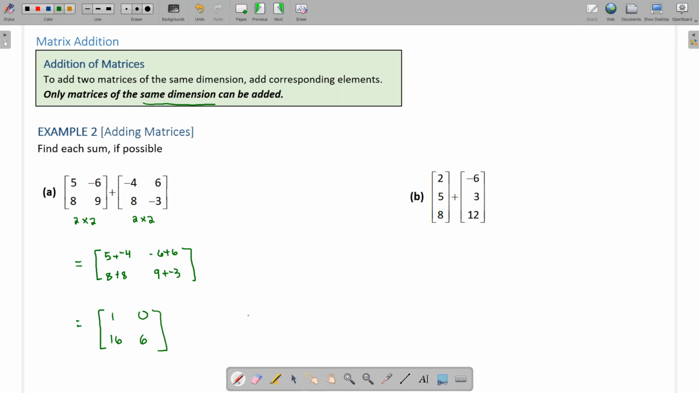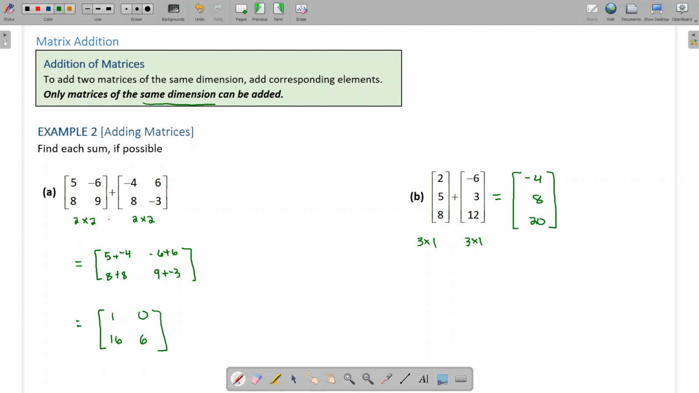And that's it. That's all you have to do. You're just adding those corresponding components together. All right, the next one, again, dimensions are the same, 3 by 1 and then 3 by 1. So we can add them, and we just add straight across here. So we're going to get -4, 8, 20.